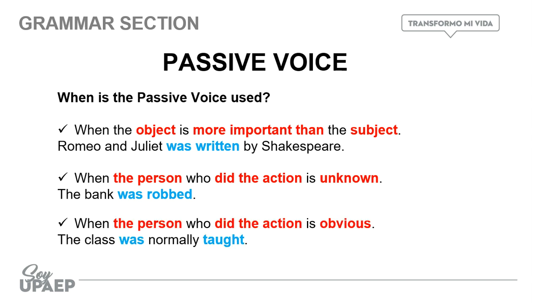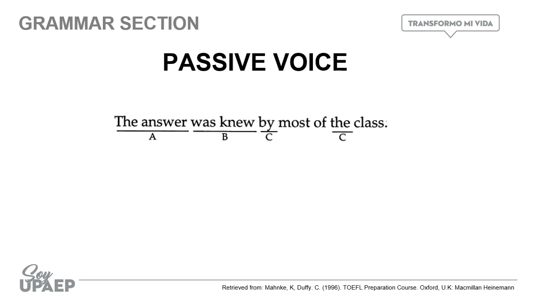Okay? The third case is when the person who did the action is obvious. For example, the class was normally taught. Who teaches classes normally? The teacher. So if you notice, the person who did the action is obvious. That's why we omitted the agent. Let's look at some sentences and let's try to answer them correctly.